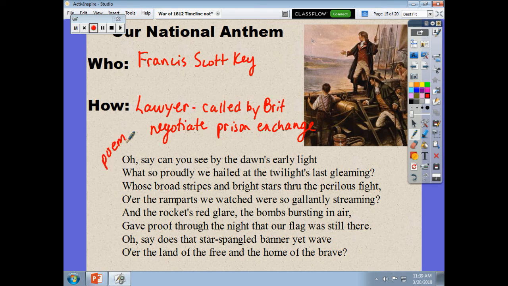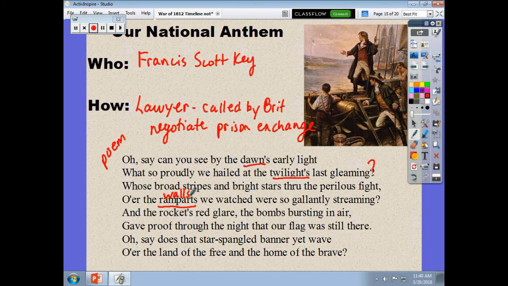When you look at it, it says, again, "Oh, say, can you see by the dawn's early light what so proudly we hailed at the twilight's last gleam?" Do you see this morning what we saw last night? And what was that thing we saw? Well, we saw this thing that had broad stripes and bright stars. The flag, in other words. "That through the perilous fight over the ramparts we watched were so gallantly streaming." We saw this flag over the walls of the fort. We saw it, the ramparts.